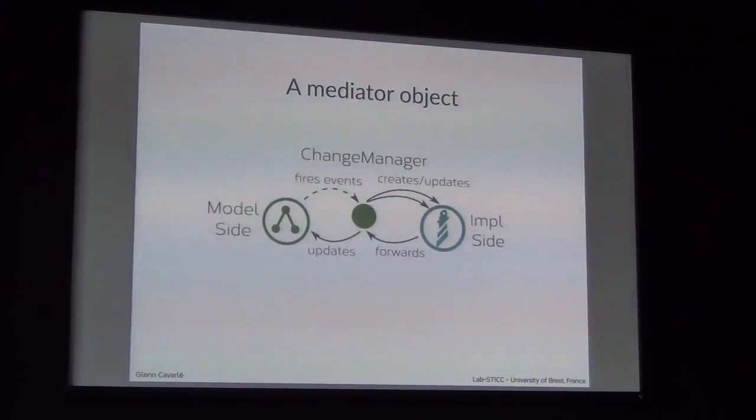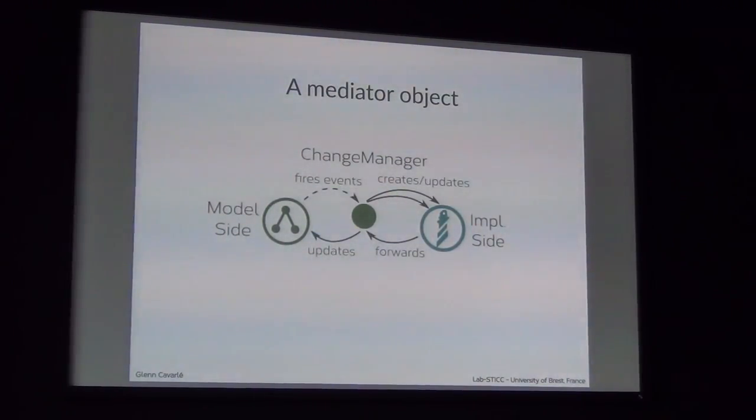Now, just an overview of the complete approach in the root tree: how to make the forward engineering and the reverse engineering work together. To do that, we introduce a mediator object, an object between the model side and the implementation side, that has to ensure the consistency between the two sides. It's named the change manager.